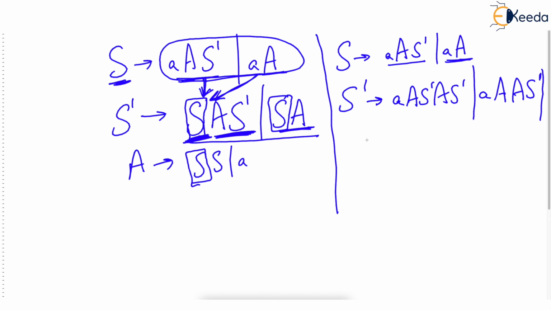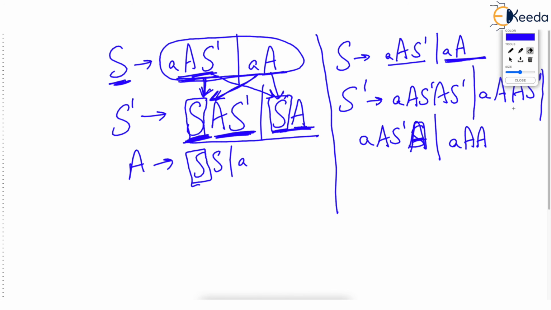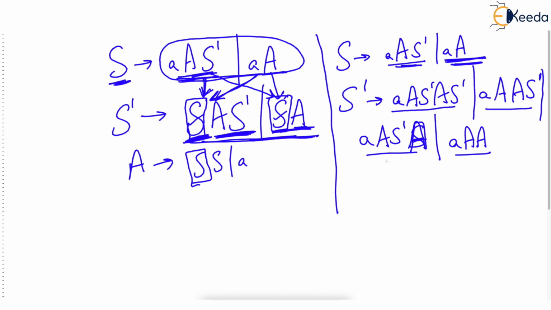So both options are A S dash A, and this S has been replaced with A S dash and this A remains, or AA. Just check. This S has been replaced with AA and this A remains. That's it. We have finished replacing this S and this S. So instead of 2 rules, we have got 4 rules because S was deriving 2 things. Now notice this entire production is in GNF.